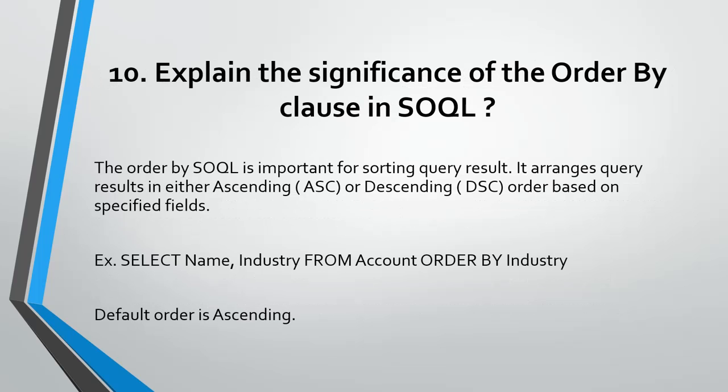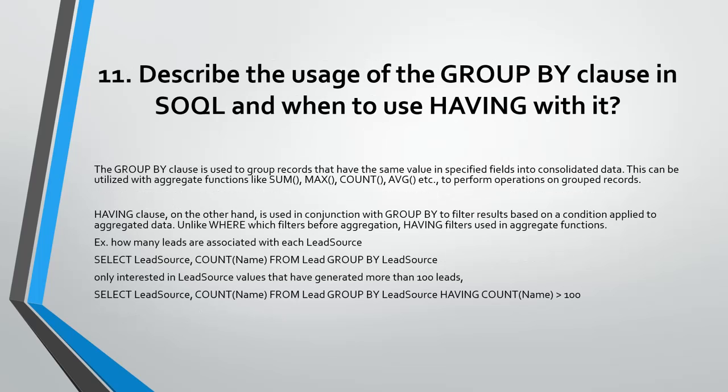Explain the significance of the order by clause in SOQL. The order by clause in SOQL is important for sorting query results. It arranges query results in either ascending or descending order based on the specified field. So select name, industry from account order by industry. The default order is always ascending. So if we are not specifying, it will always be ascending.